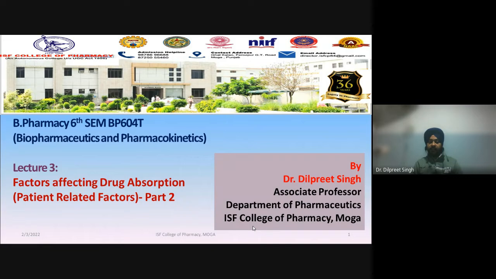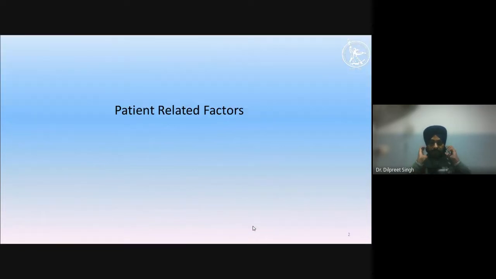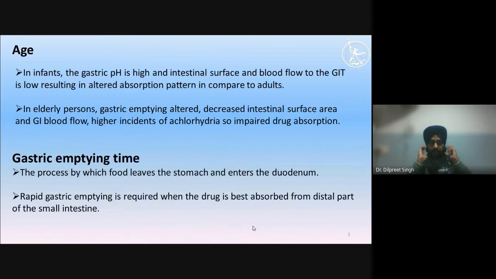In the previous lecture, we discussed the factors affecting drug absorption in the categories of biopharmaceutical factors and physicochemical factors. In continuation with the lecture, we now discuss the patient-related factors that affect drug absorption, which are summarized below. First of all, we discuss age.